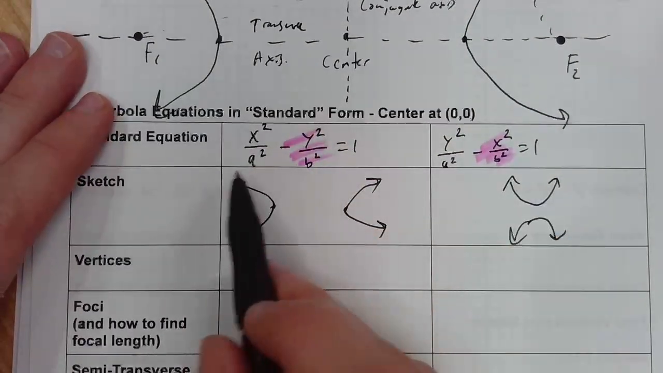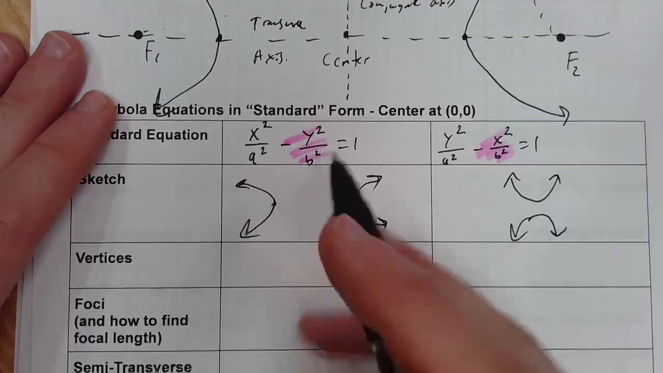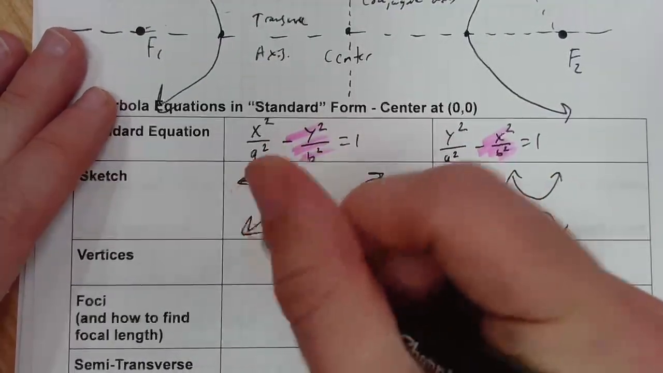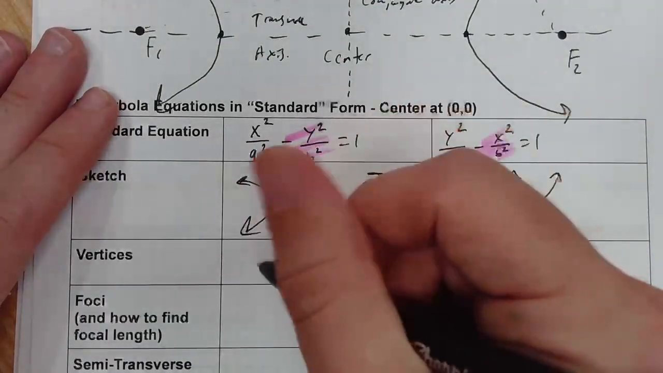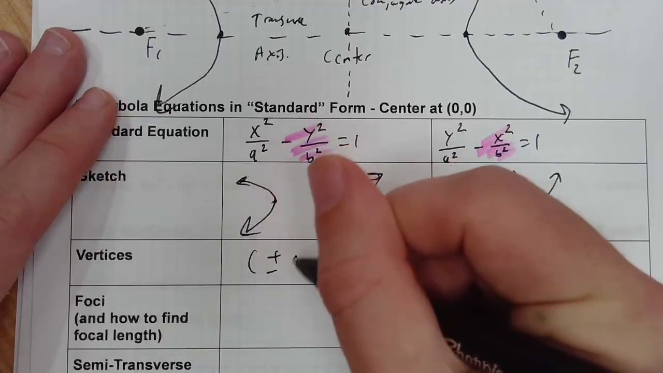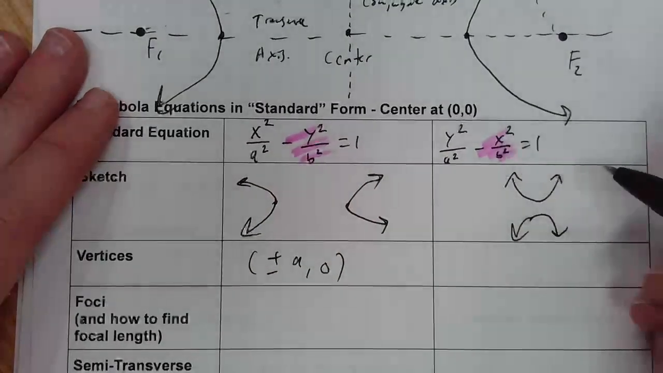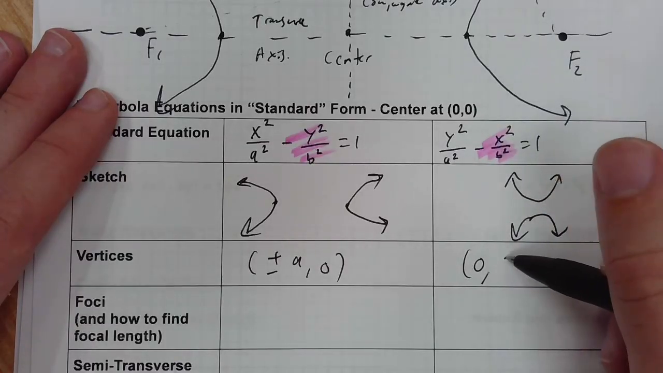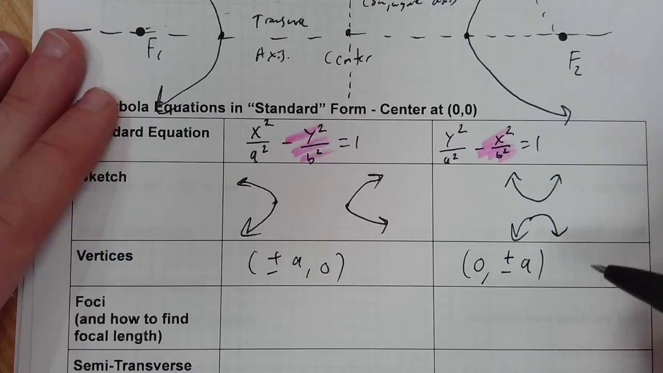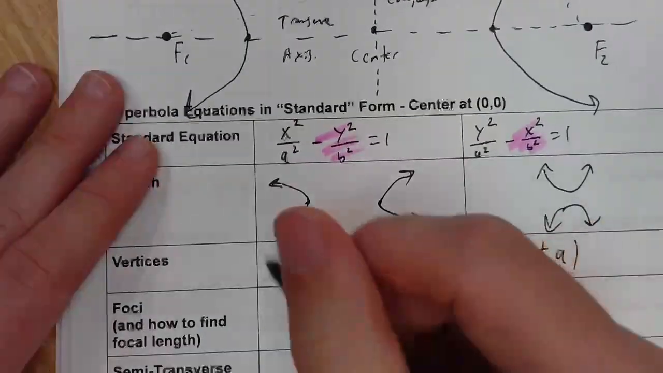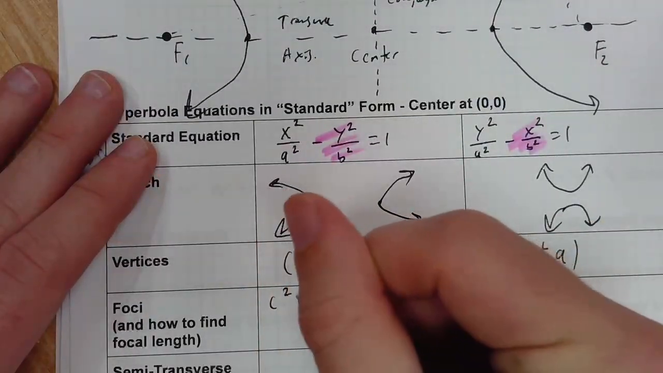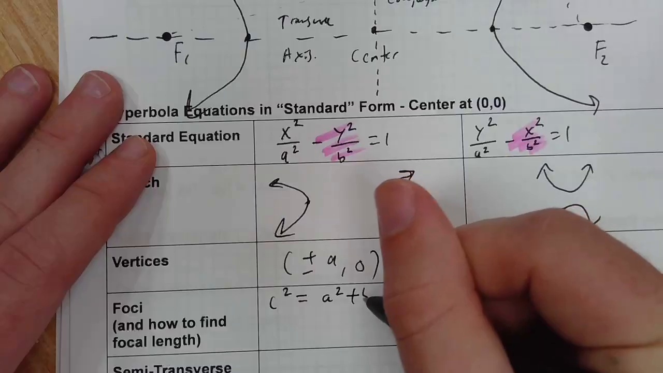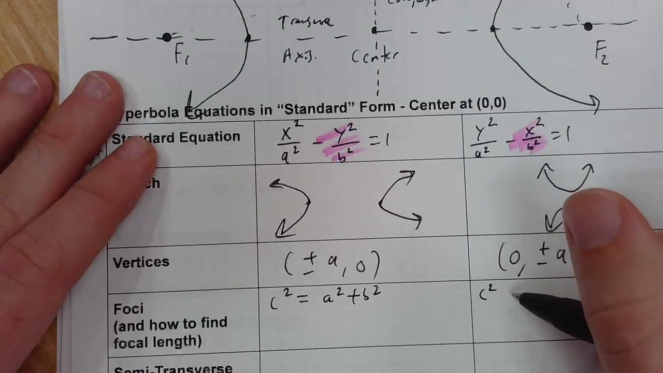No matter whether a or b is bigger or smaller, a will always tell us the vertices, and a is the value underneath that positive variable. It'll be plus or minus a, comma, 0. And on the other side, because we're going up and down, it'll be 0, comma, plus or minus a. For the foci, the relationship is c squared equals a squared plus b squared. Classic Pythagorean theorem, right?